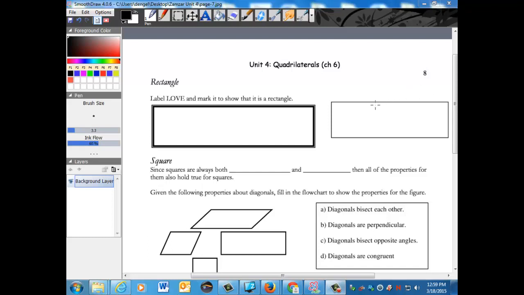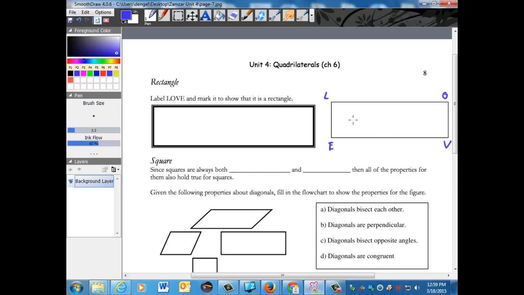Welcome back to geometry. We are going to continue. We are on rectangles, and they want us to label the rectangle LOVE. That's quite a name for a rectangle, but we'll do what they want us to do. So, rectangle LOVE, let's put point L up here. We'll put O in the corner. We'll put V down below and E.